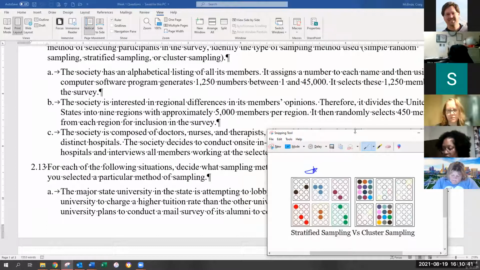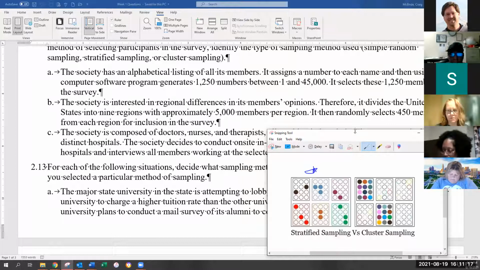Try to ignore how the things are divided up. Once they're divided up, it doesn't matter, because both stratified and cluster get divided up, so that becomes a moot point. The fact that they were divided into regions or whatever, who cares? All we know is that they're divided into groups. Once they're divided into groups, we're either going to do a stratified sampling or a cluster sampling, because those are really the only two sampling techniques we use when we have our population stuck in groups, right?